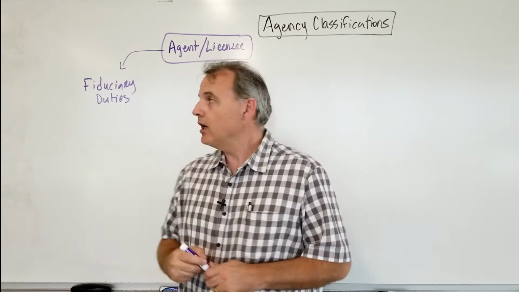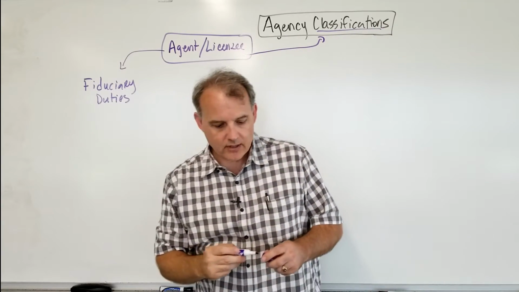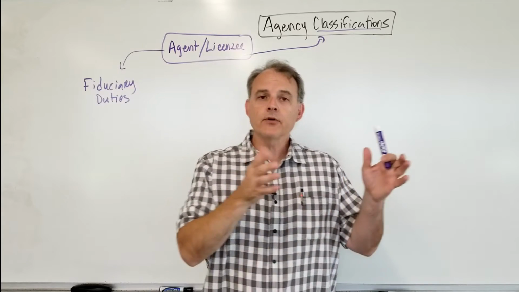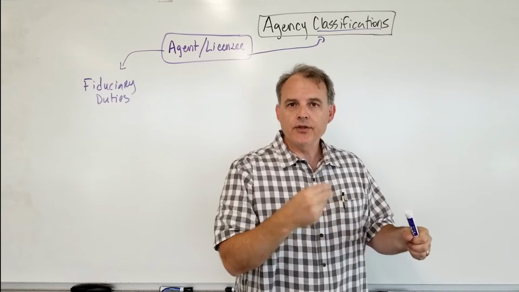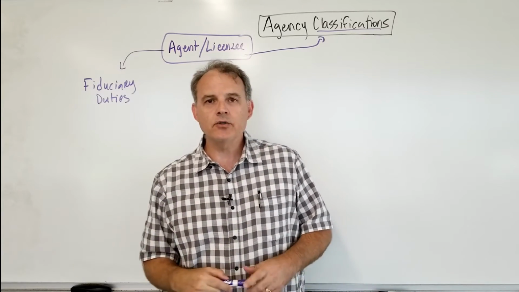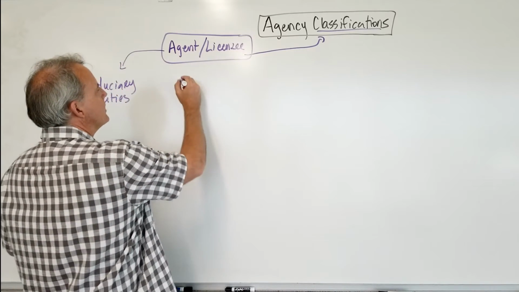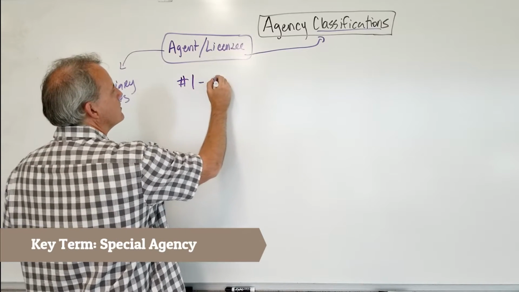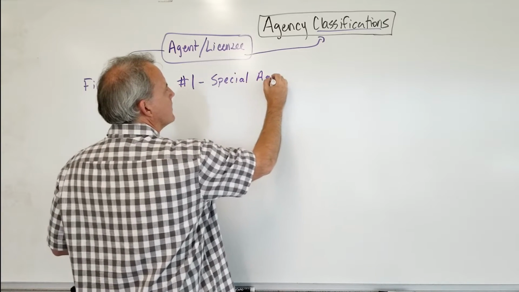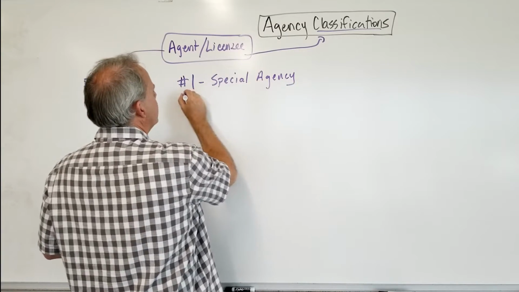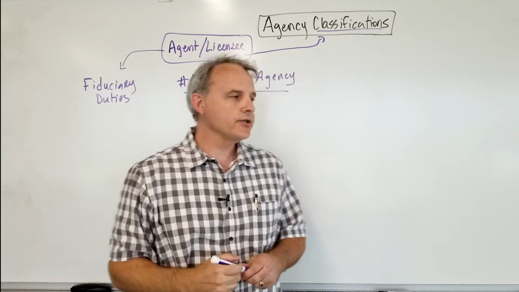In today's video, we're going to discuss part 2, which is the classifications of agency. The first video was about the 6 fiduciary duties that the agent owes to the client. Today we're going to talk about the classifications. Classification number 1 is what's called special agency. Special agency has 4 key points that we have to understand.